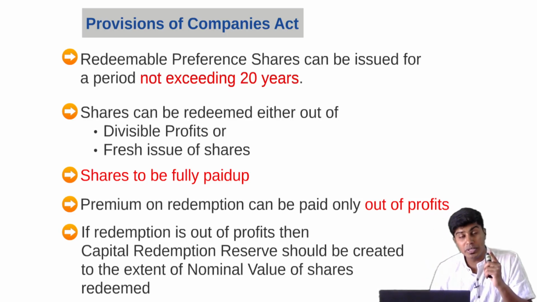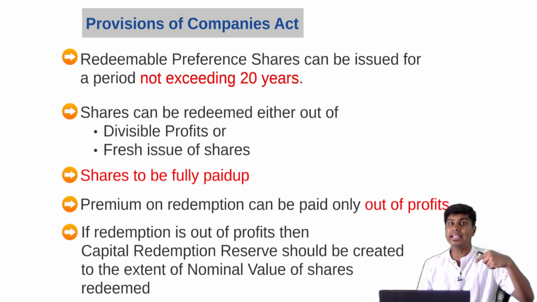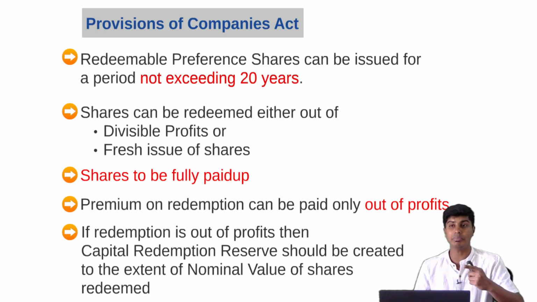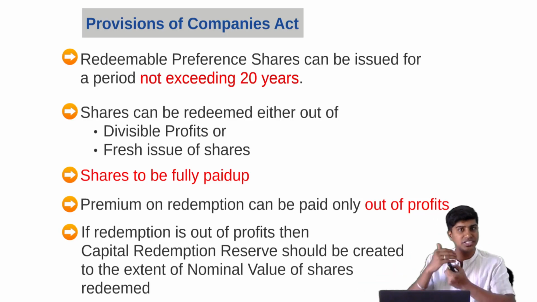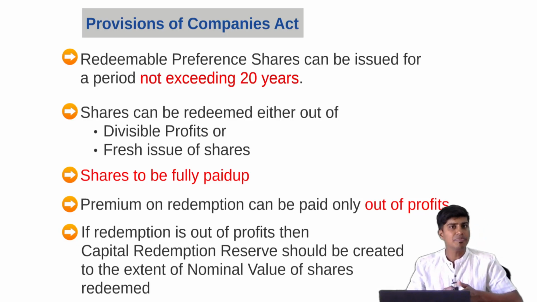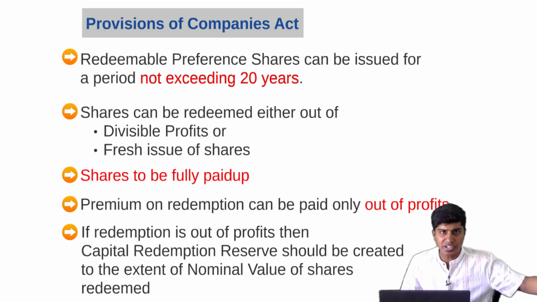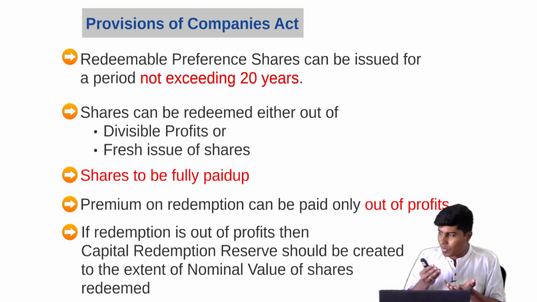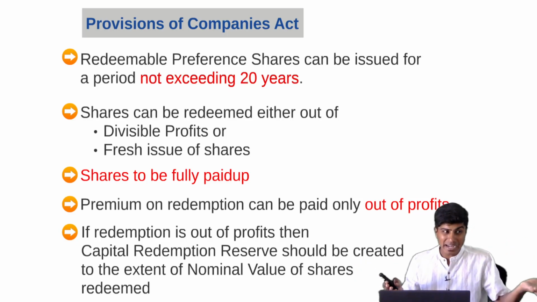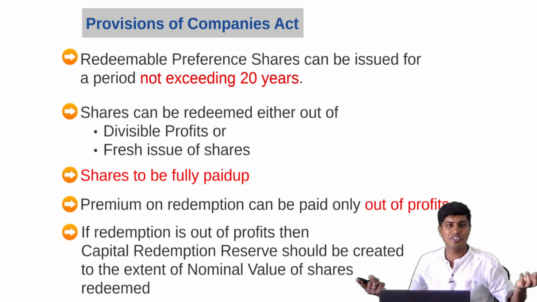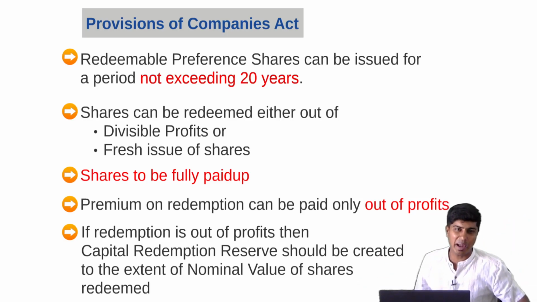Remember, CRR needs to be created only and only if we are using internal funds, not if we are using external funds. External funds, by that I mean companies freshly issuing shares to raise money. If I am redeeming 1 lakh worth of preference shares, and to do this I issue 1 lakh worth of equity shares, 1 lakh of cash is received and 1 lakh is paid to preference holders. My capital is increasing by 1 lakh because of the issue and it is decreasing by 1 lakh because of redemption. So on the whole, there is no reduction in capital. I don't have to create capital redemption reserve.